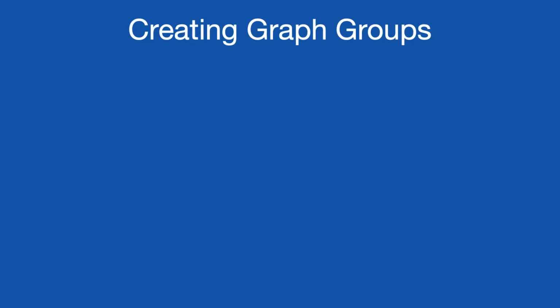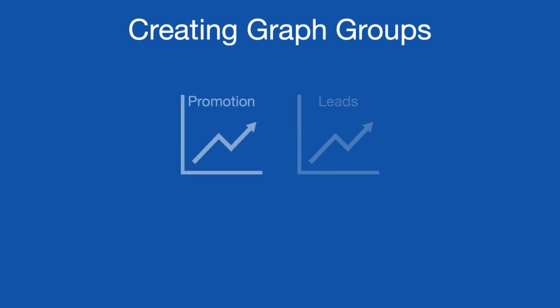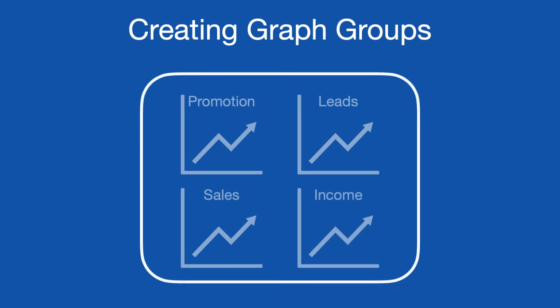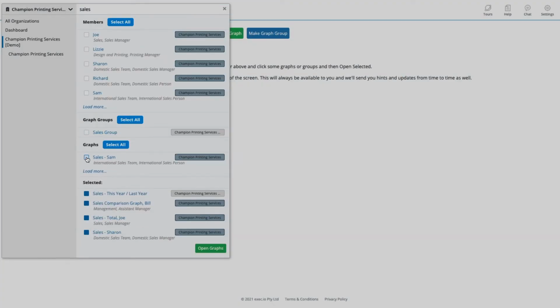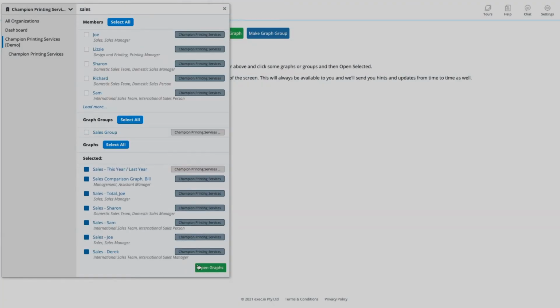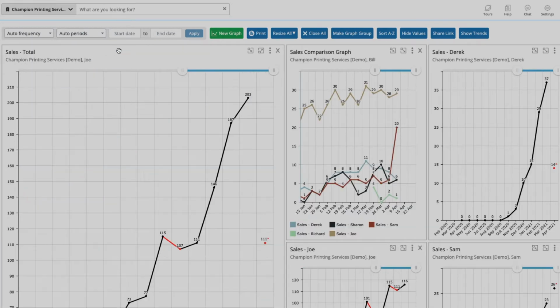Graph Groups provides a wonderful way to organize your graphs so you can easily review what you want, when you want, in the way you want. For example, let's say you always review a certain set of graphs in your weekly sales meeting, and you like to organize them in a particular way. Instead of tediously loading each graph individually and manually arranging them each week, you can use Graph Groups.